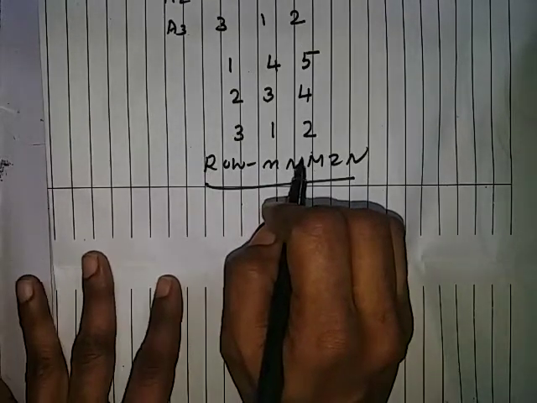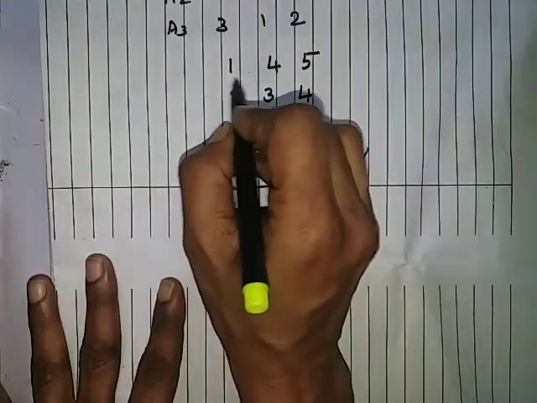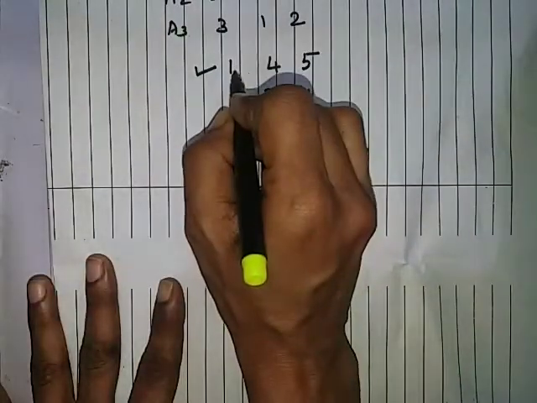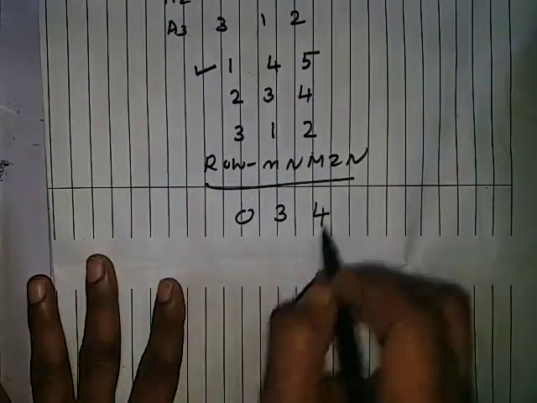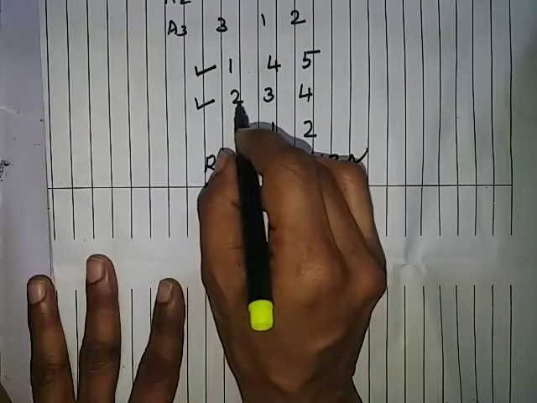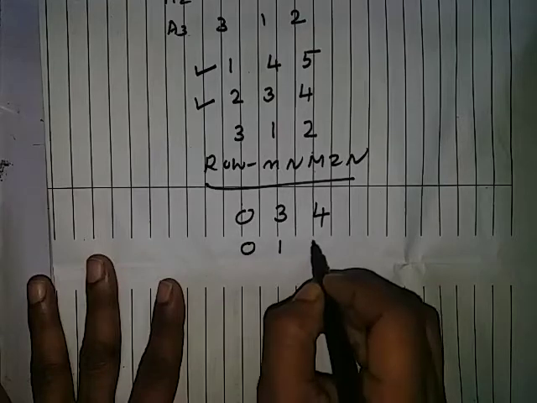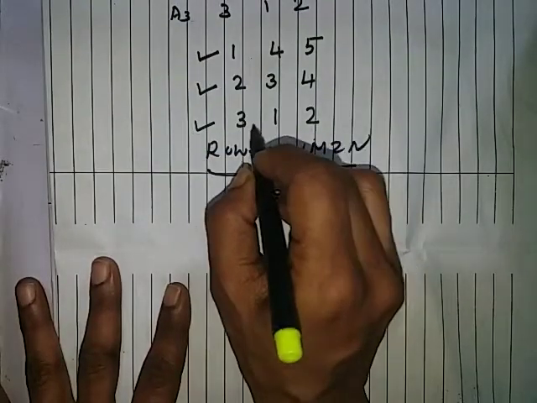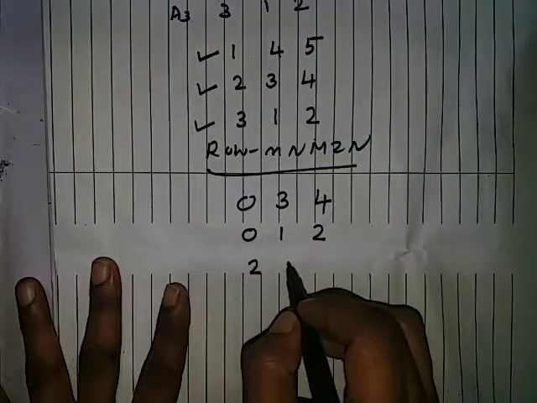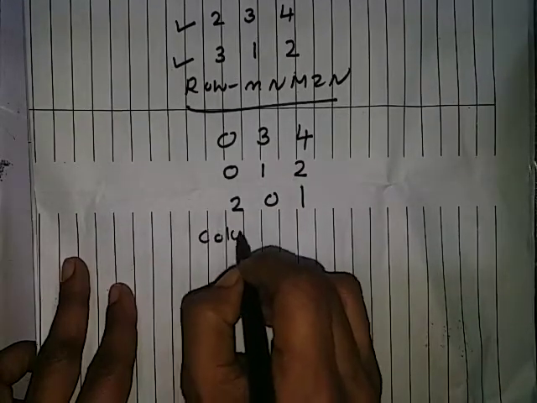Subtract row minimum from all elements of each row. First row minimum is 1. Subtract 1 from 1, 4, 5. Second row minimum is 2. Subtract 2 from 2, 3, 4. Last row minimum is 1. Subtract 1 from 3, 1, 2. Row wise minimization over. Now as usual column wise minimization.